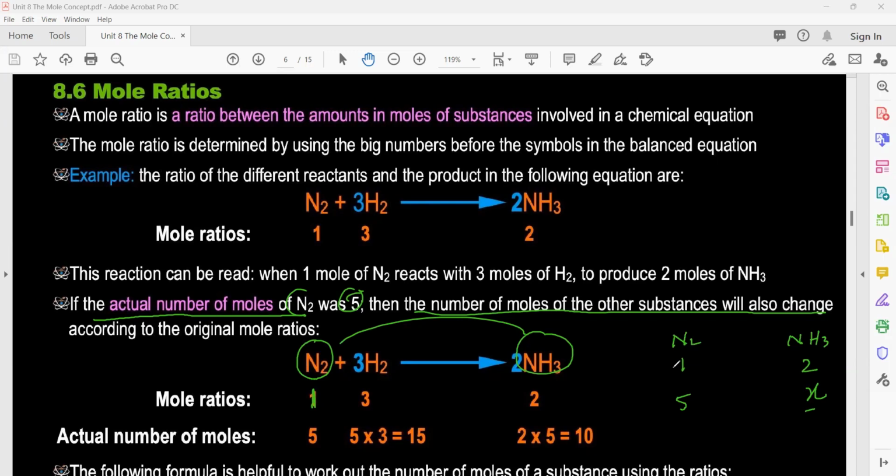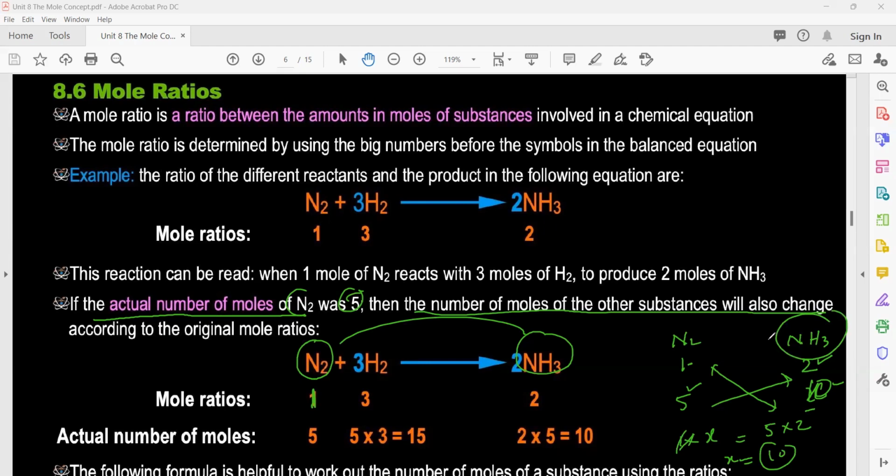Now you have to find that if you are taking 1 mole of nitrogen, how many moles of ammonia are you getting? 2 moles. If you take 5 moles of nitrogen, how much ammonia will you get? So for that you do the cross multiplication. 1 multiplied by X, 5 multiplied by 2. So X equals, because no need to write 1, 10. So this is the 10. It means if you take 5 moles of nitrogen, you will get 10 moles of ammonia.